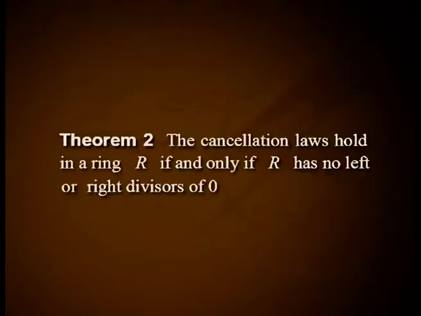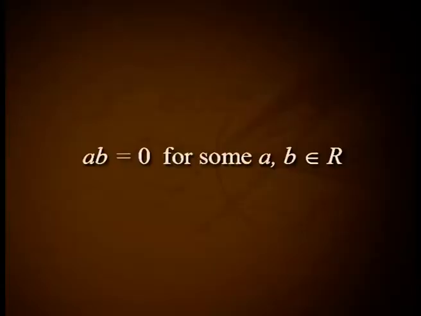The importance of the concept of divisors of 0 is given in the following theorem. Theorem 2. The cancellation laws hold in a ring R if and only if R has no left or right divisors of 0. Proof. Let R be a ring in which the cancellation laws hold. We have to show R has no left or right divisors of 0. For this, suppose a times b equals 0 for some a, b belonging to R. We must show that either a or b is 0.